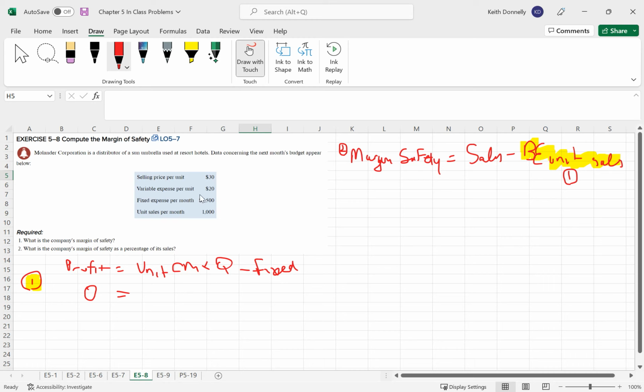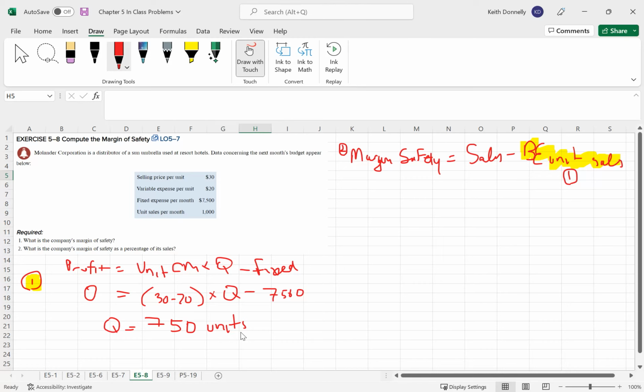Based on the information they're giving us, it looks like we sell it for 30 and we have variable expenses here of 20 times Q minus the fixed expenses of 7,500, right? When we rearrange that and we solve for Q, it's going to be 750 units.